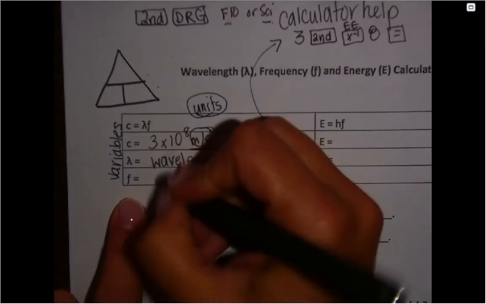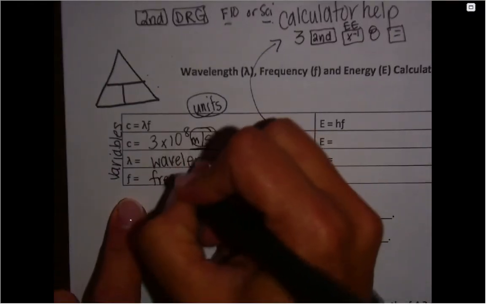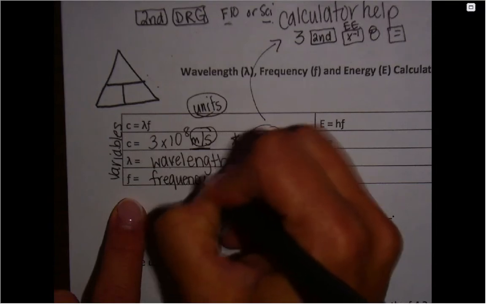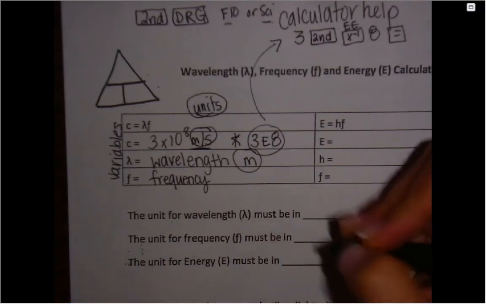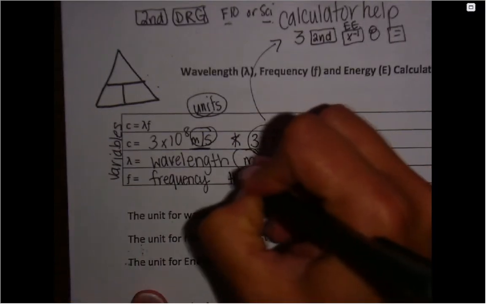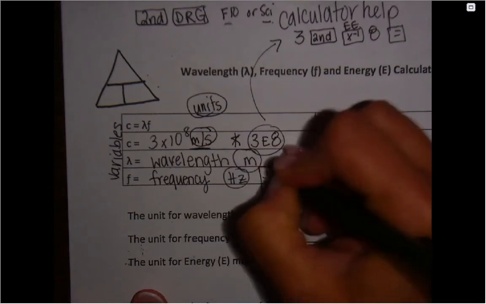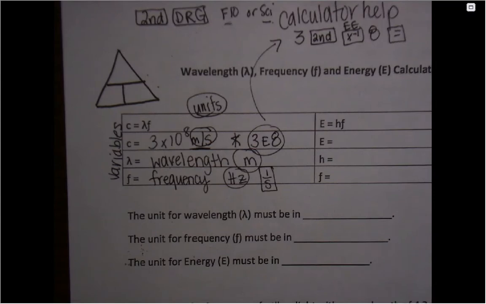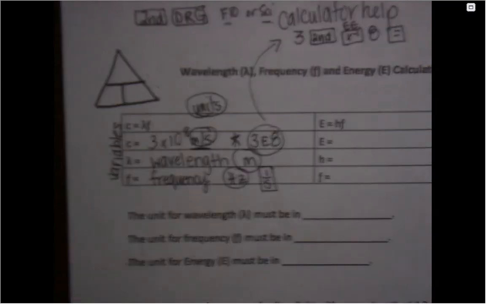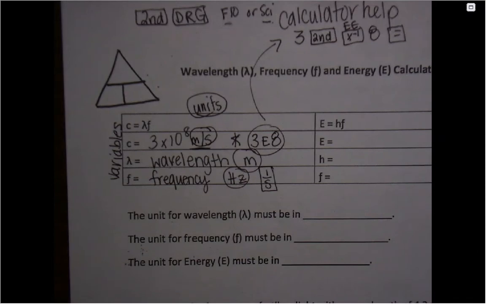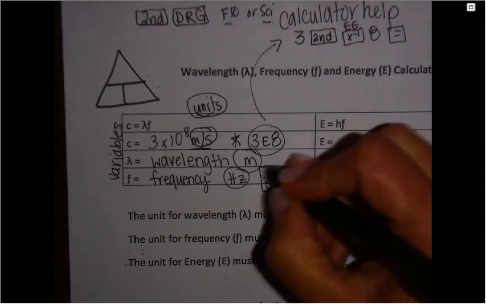Okay? All right. F is for frequency. So the variable is an F. The units can be Hz, or it can be 1/second, or per second, because you're saying how many events happen per second. Okay? So one or the other.